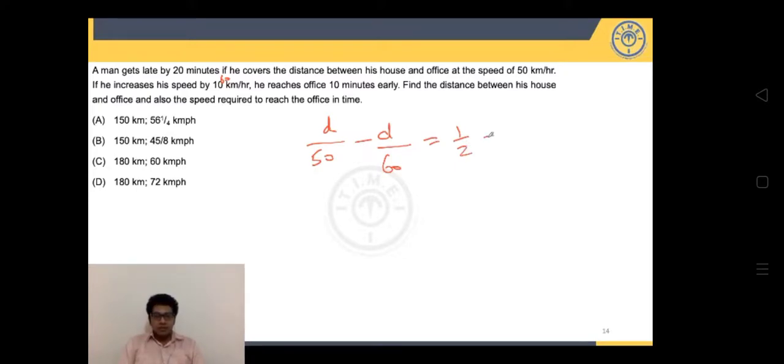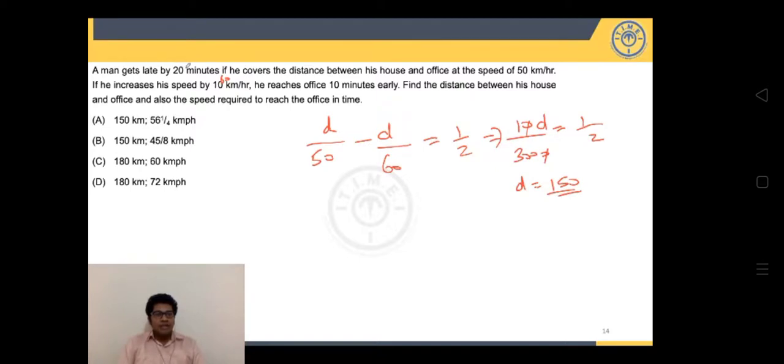So if I just simplify this equation, I will have 60 minus 50, which is 10, divided by 3000 will be equal to 1 by 2. So 10d. So if I just cancel, I'll get d as 300 by 2. So d will be 150 kilometers. If I can get d, then I can find speed using the equation d equals s into t. So now I know the distance.